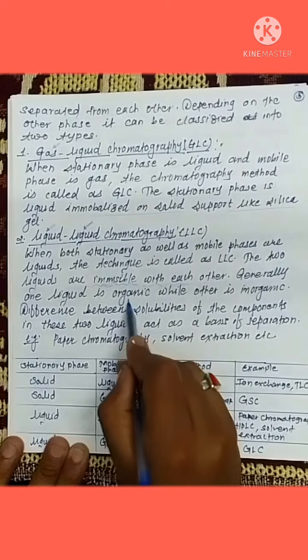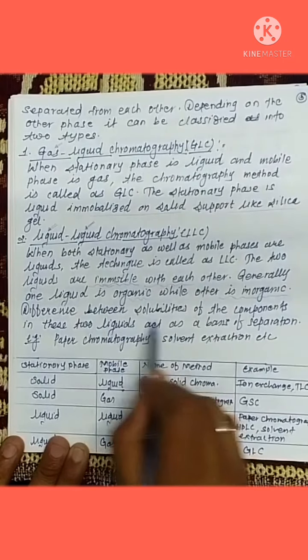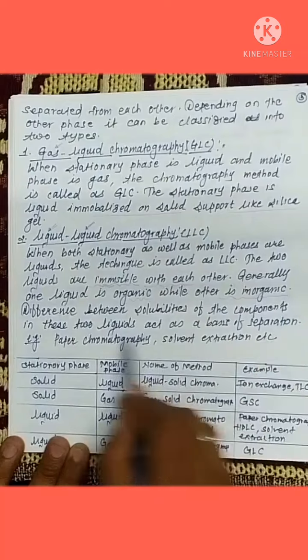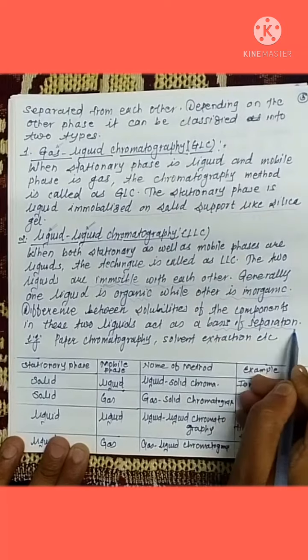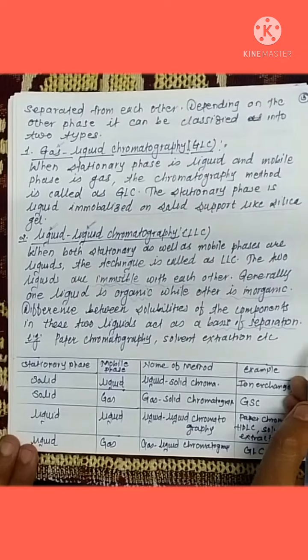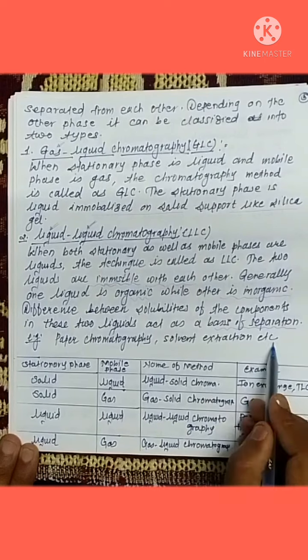Generally, one liquid is organic while the other is inorganic. The difference between the solubility of the component in these two liquids acts as the basis of separation. Examples are paper chromatography, solvent extraction, etc.